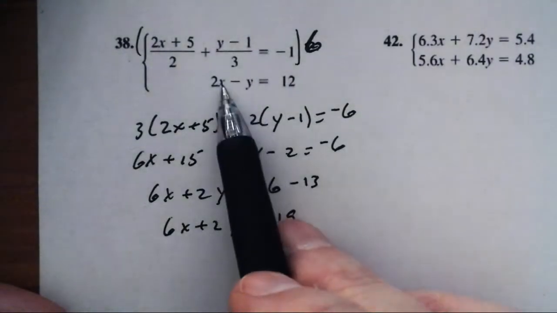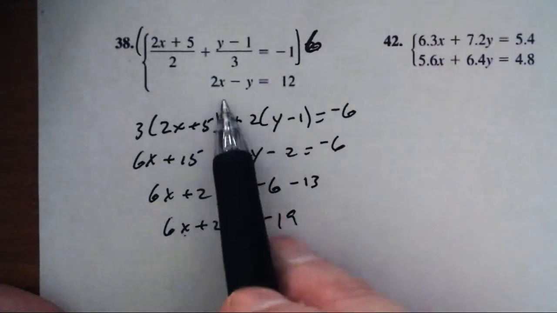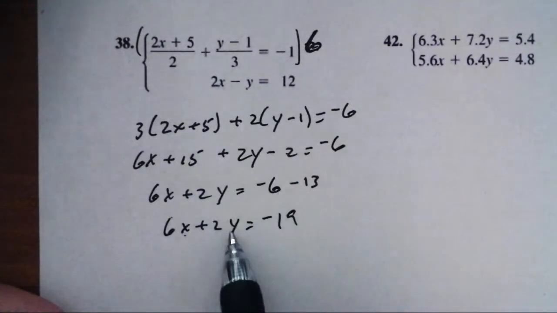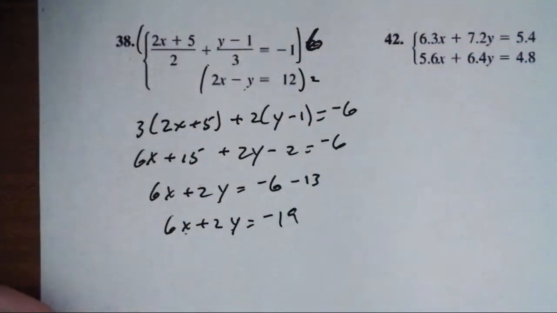Now, I look at this equation and this equation. The x's could match up at 6. The y's could match up at 2. I'm going to multiply this equation by 2.